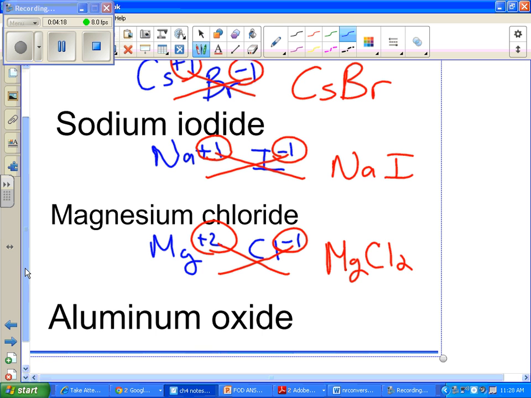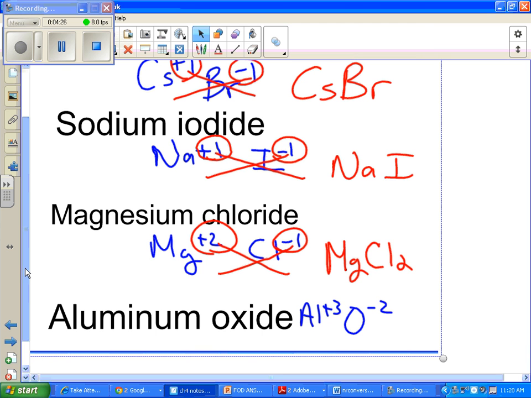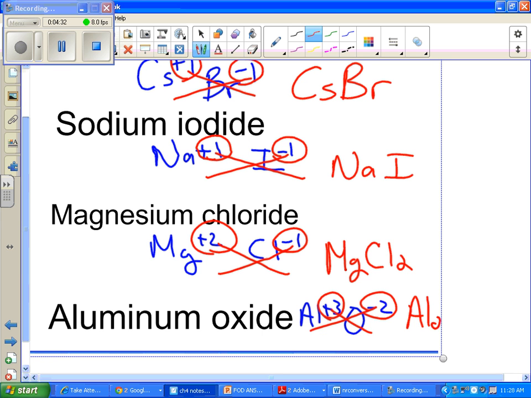Our last one, aluminum, is Al+3. Oxide is O-2. Crisscross, Al2O3. Do not indicate any charges. It is not +2 or -2, +2 or -3. You just leave the numbers, not the charges, because they've exchanged and it is now a neutral compound.